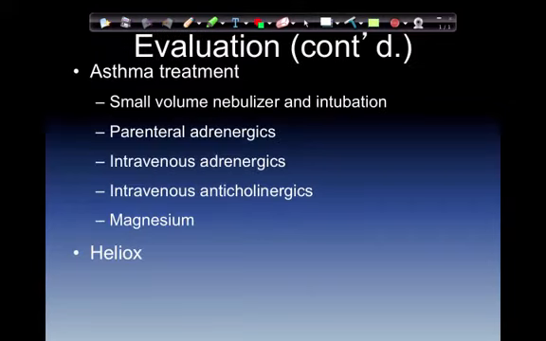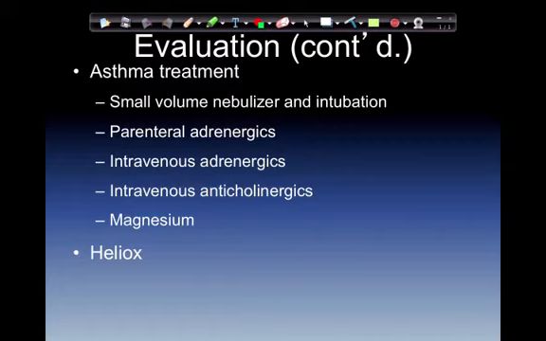Evaluation continued, asthma treatment: small volume nebulizers, intubation, administer respiratory medications, parenteral adrenergics like epinephrine. Terbutaline is also in here. Most of the doctors in our region have kind of gotten away from terbutaline because of its massive beta-1 properties. If they're older folks with asthma, we can definitely infarct them by the use of things like terbutaline.